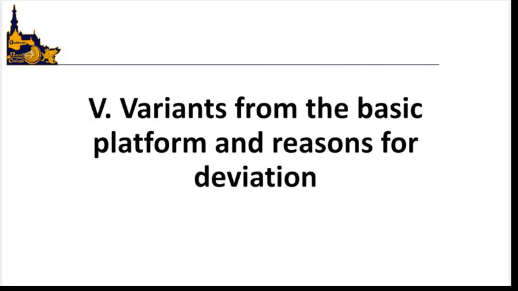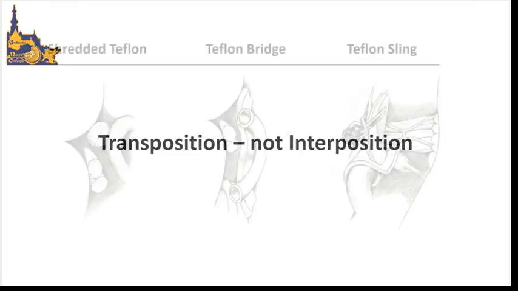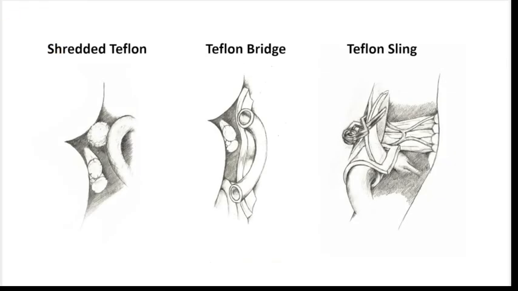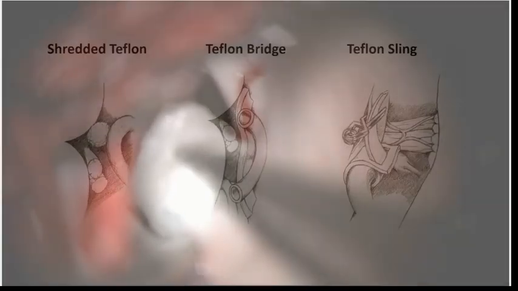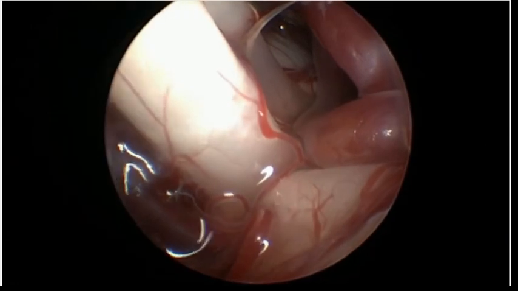If possible, the aim is to perform a transposition of the compressing vessel rather than an interposition of Teflon. To achieve successful transposition, 3 options depending on the patient's individual anatomy can be chosen. Most often, insertion of threaded Teflon between the brainstem and the vessel is sufficient for decompression.